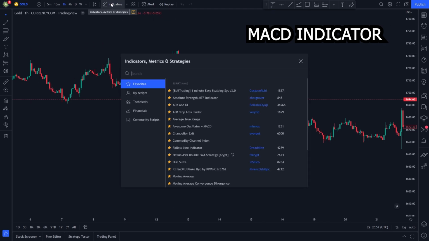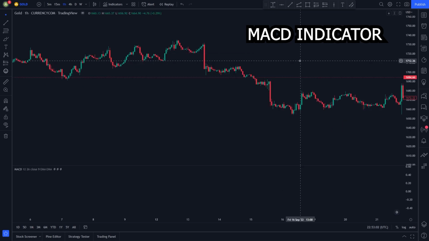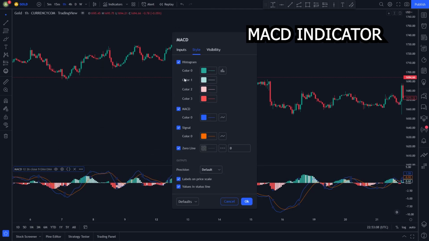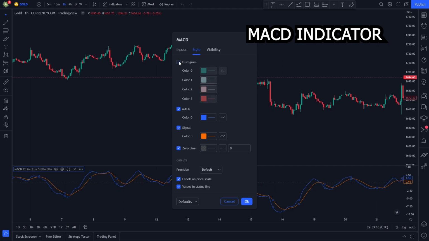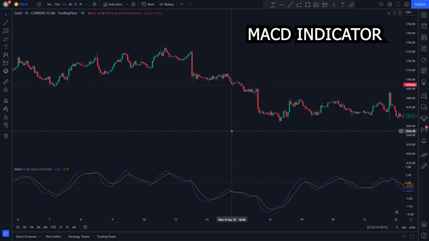Okay, to add the indicator to your chart, you click on the Indicators tab, then search up MACD. We will be using this one. After adding the indicator, your chart will look like this. Now we need to change some of the indicator settings. We click the Settings button on the indicator menu. We head to the Style section, then uncheck Histogram, then click OK. Alright, our first indicator is ready.